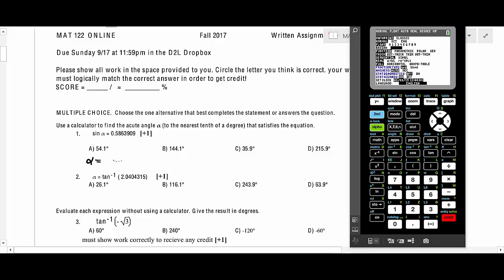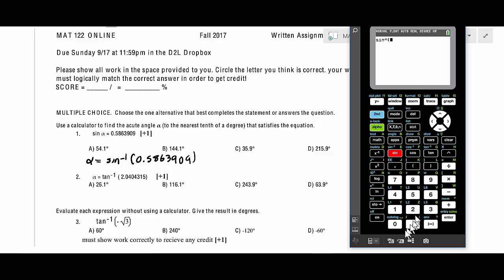So what you're going to do is the inverse sine of this number, and you just do that straight on your calculator. So I just go inverse sine in degree mode, and then I put in the value, which is 0.5863909. That'll give a degree answer, and then we just round that off to the tenth of a degree. So it looks like that one should be that answer right there.